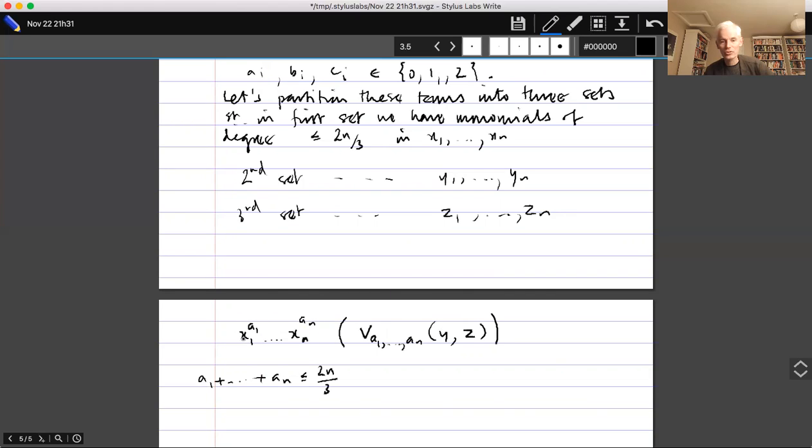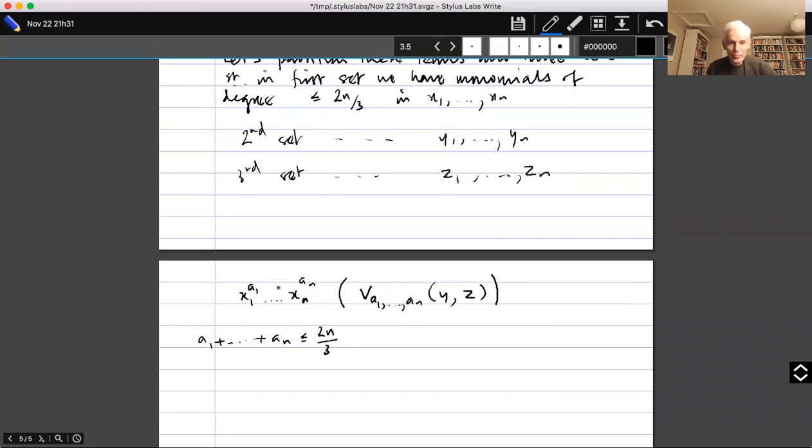And how many such terms have I got? I've got a sum of those things, and how many of them have I got? I've got the number of monomials in x1 up to xn, or the number of choices for a1 up to an. In other words, the number of ways of choosing a1 up to an in 0, 1, 2, with sum at most 2n over 3.